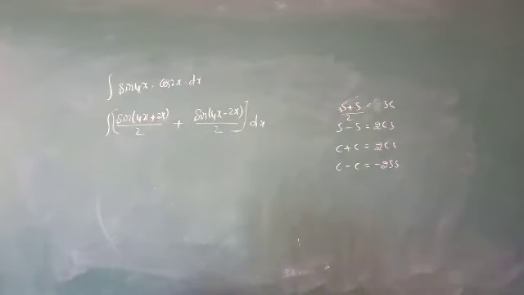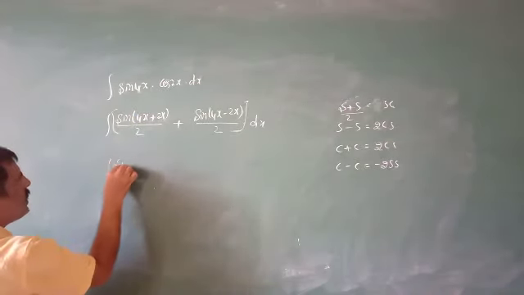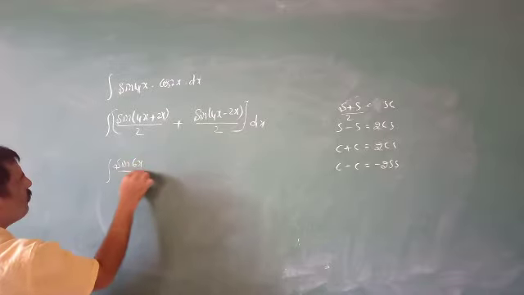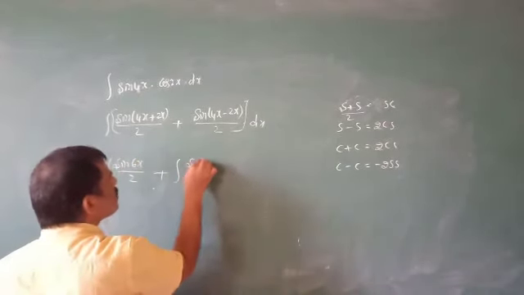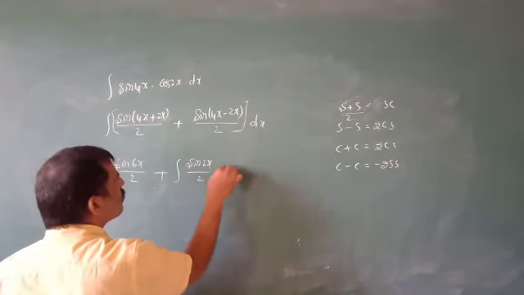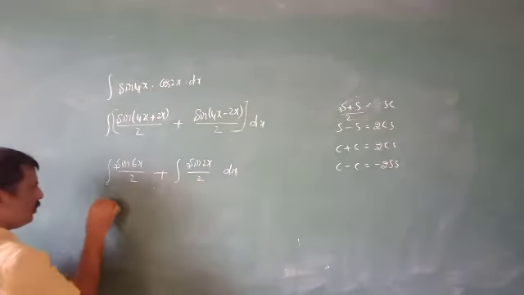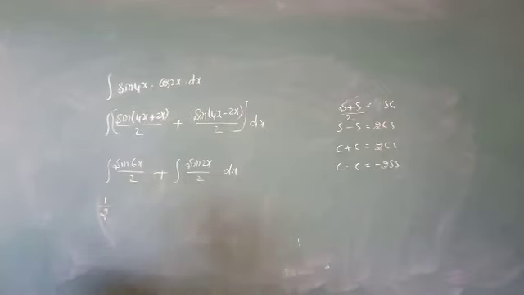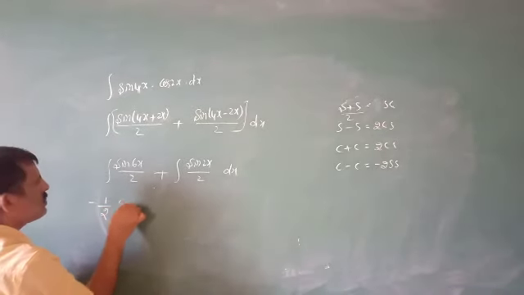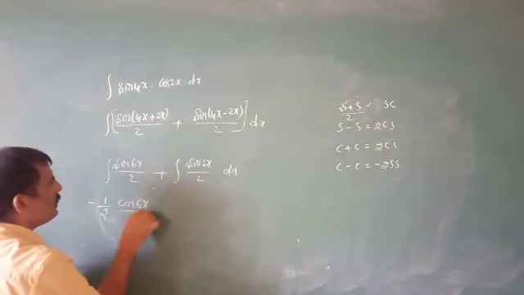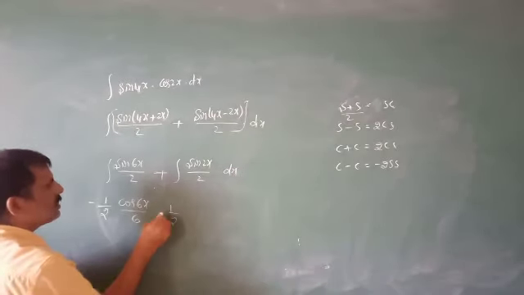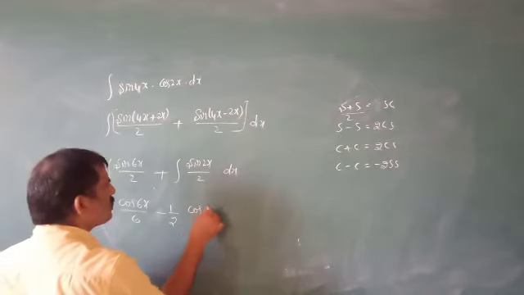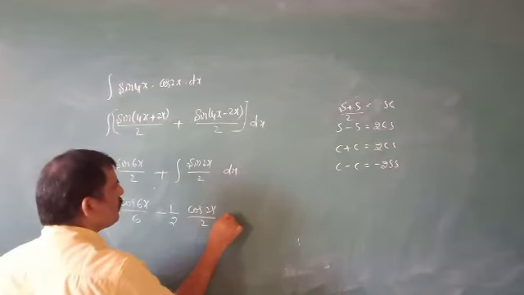So it equals integrate of sin 6x by 2 plus integrate of sin 2x divided by 2 with respect to x. That is 1 by 2 into sin 6x is minus cos 6x divided by 6, plus 1 by 2 into, so minus cos 2x divided by 2, plus c.